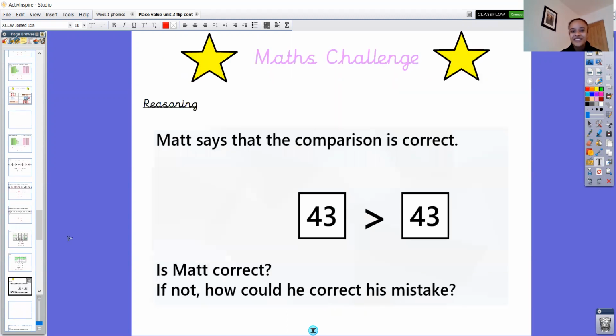So our maths challenge today, reasoning question. We've got Matt says that the comparison here is correct. Is Matt correct? If not, how could he correct this mistake? Okay, so have a good think about that one for your reasoning.